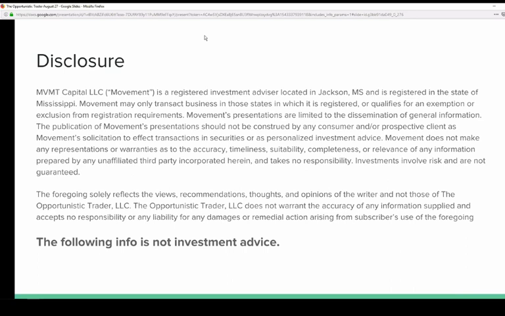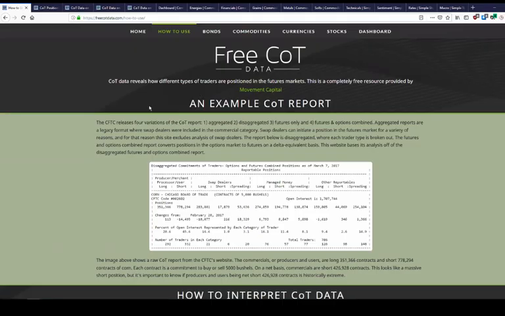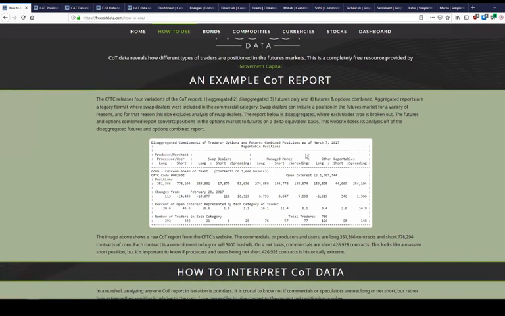Happy to be here. And right off the bat, none of this is investment advice, so don't treat it as such. And for new listeners, the main thing I talk about is CoT data. CoT data breaks down how traders are positioned in the futures markets. Here's an example CoT report. You've got different categories like producers and users, money managers. You've got longs, shorts. If you take the difference between the two, it's the net positioning.